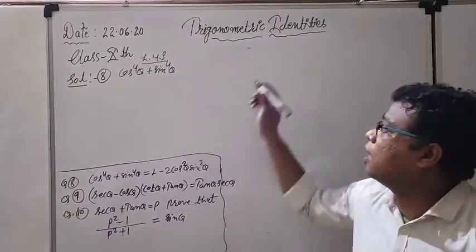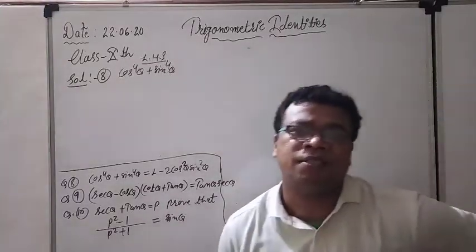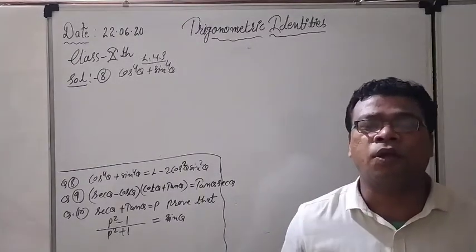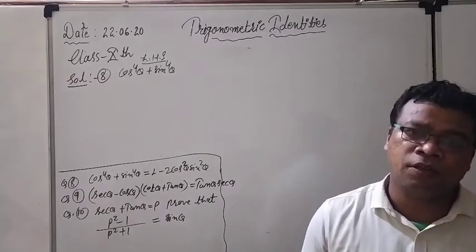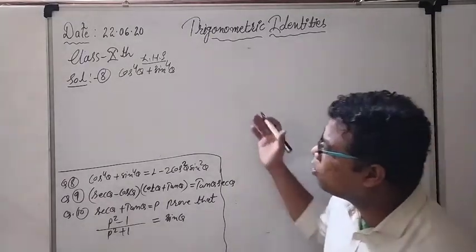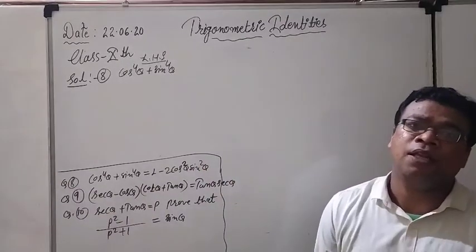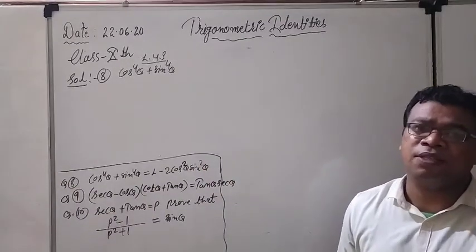We are working on class 10th trigonometric identities, and this is the practice exercise where we are going to solve different categories of questions for you with proper explanation. Right now, see some of the questions again: question number 8, 9 and 10. The question might be anything, but the concept will always be the same.